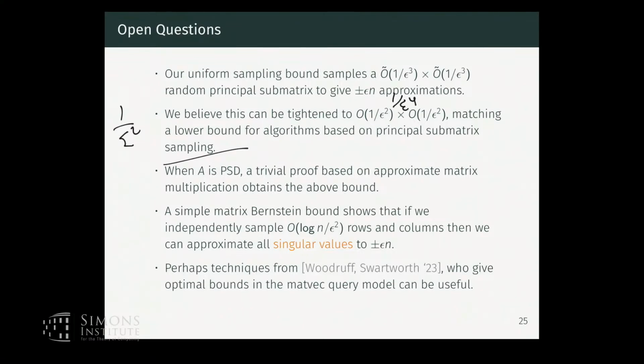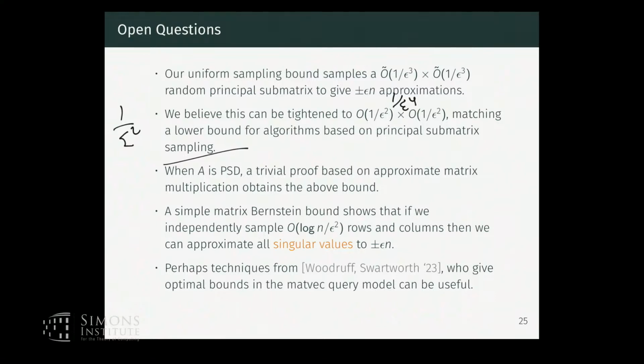I'll also mention another piece of evidence that this bound may be correct: when A is PSD, there's a trivial proof based on approximate matrix multiplication that gets this bound and loses no log n factors or anything. I didn't go through that, but that's another maybe evidence that we could tighten our bound in the general case.